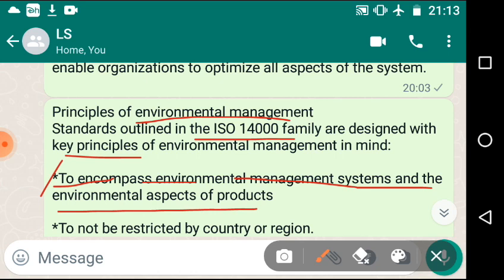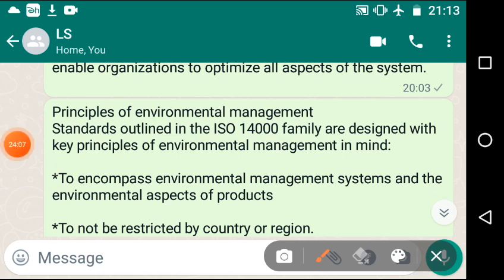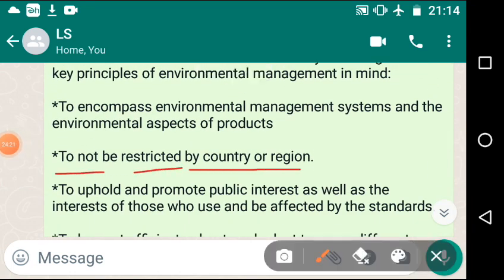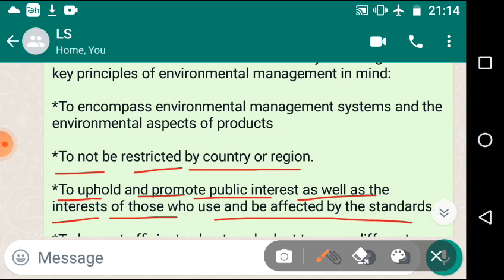Now, according to the ISO 14000, on the basis of environmental management systems, these are some key or important principles of environmental management to keep in mind. The first thing is to encompass the environmental management system and the environmental aspects of the products. Encompass means to surround and hold within that environmental management system. So the first objective of this environmental management system with respect to ISO 14000 is to encompass the environmental management system and the environmental aspects of the products.